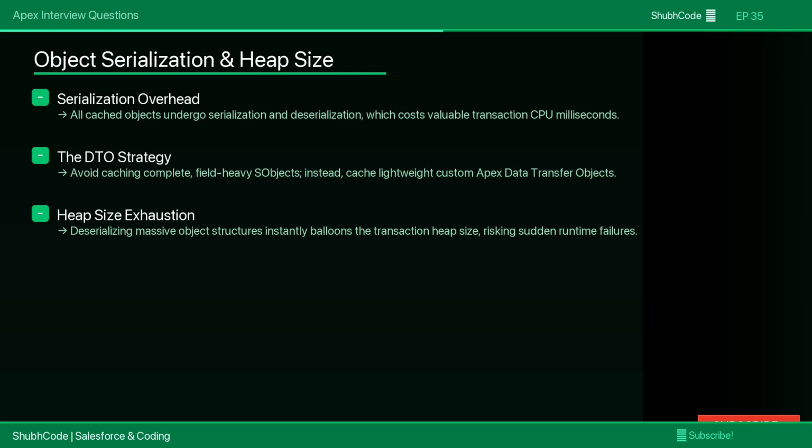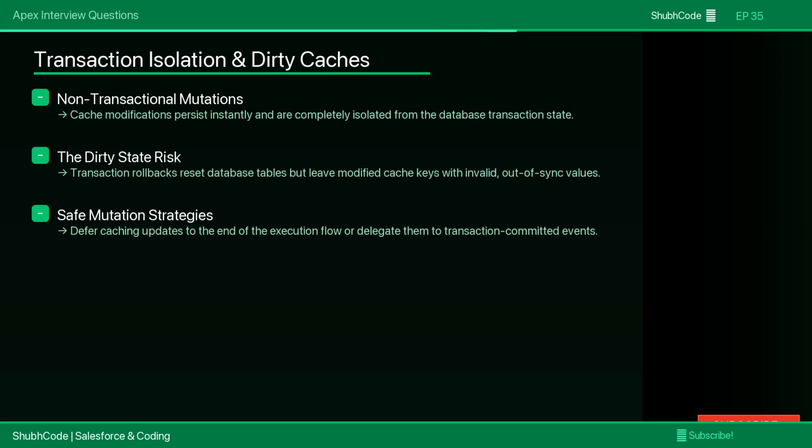Here is a killer scenario that interviewers love to throw at candidates. What happens to the platform cache if your Apex transaction rolls back? Suppose your code modifies some data, updates the platform cache using orgPart.put('status', 'completed'), but then a subsequent DML operation fails, triggering a transaction rollback. Does the platform cache roll back?